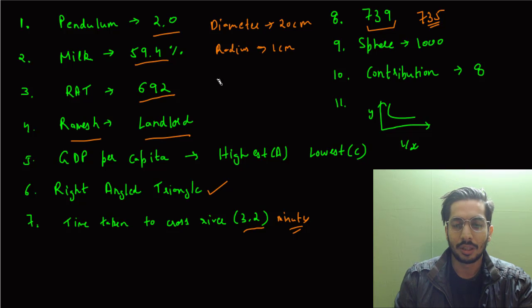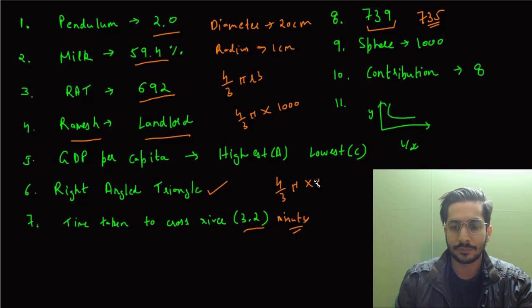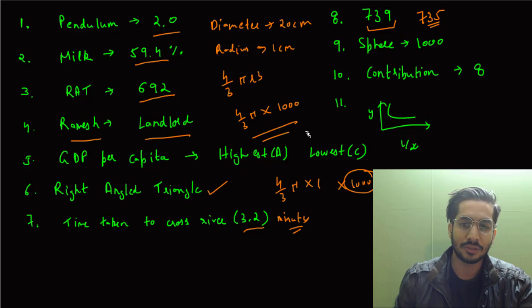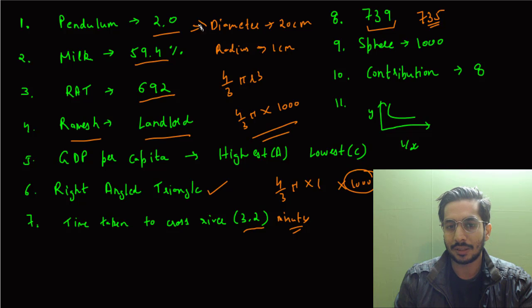Now the volume of a sphere is 4 by 3 pi r cube. Here r is 10 centimeter for the larger sphere, so the volume will be 4 by 3 pi into 10 cube, which is equal to 1000 (in units of 4 by 3 pi). For the smaller sphere, the volume will be 4 by 3 pi into 1 cube, and 1 cube is 1 only. So I think 1000 smaller spheres can fill up the volume of the larger sphere. If these are the values, then I think this should be the correct answer.